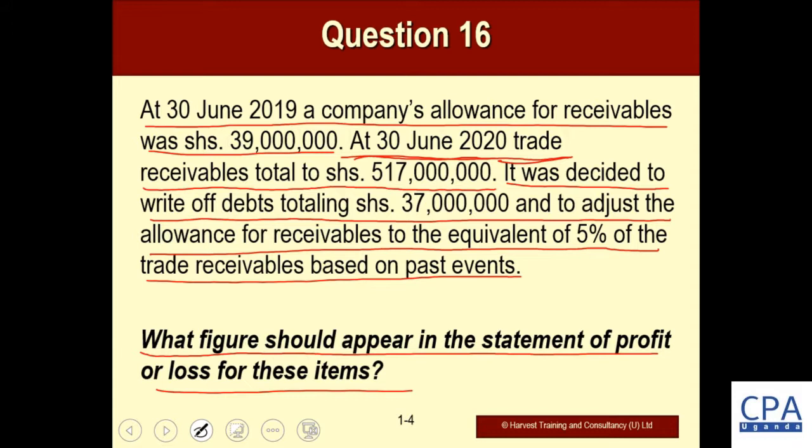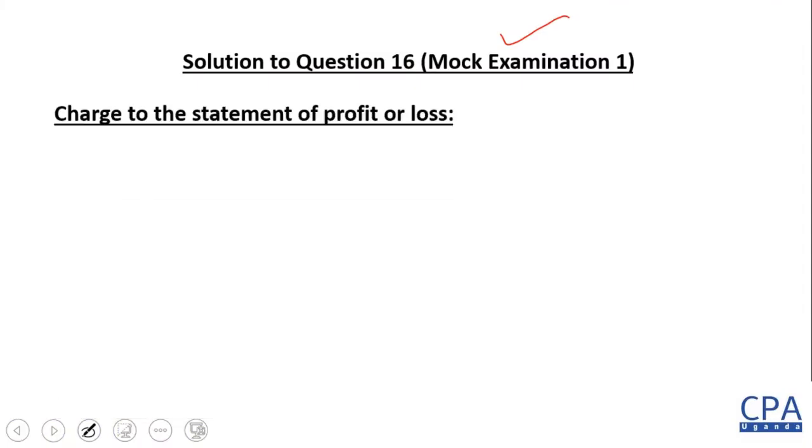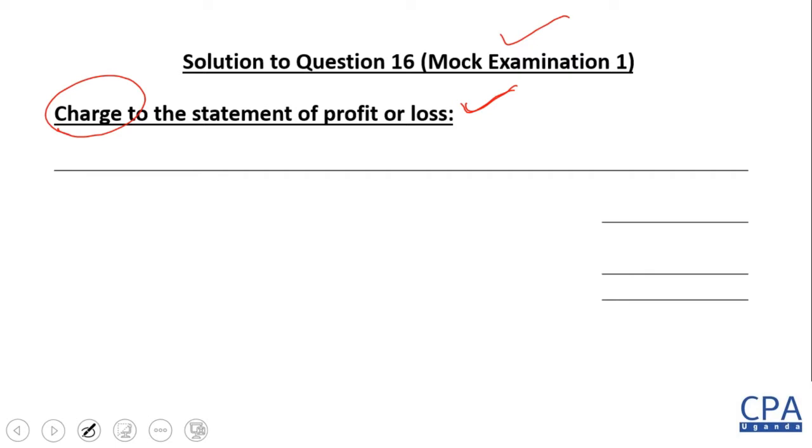So moving into our solution, question 16 of mock examination 1, what we are deriving here is the charge that is going to be taken to the statement of profit or loss. I'm going to present the solution in some kind of tables, and all my figures are going to be in shillings as given in the question. So we begin by computing the allowance for receivables.